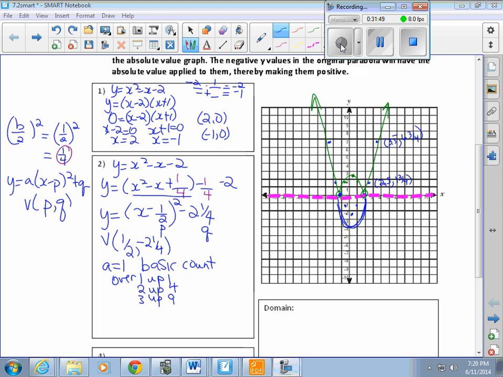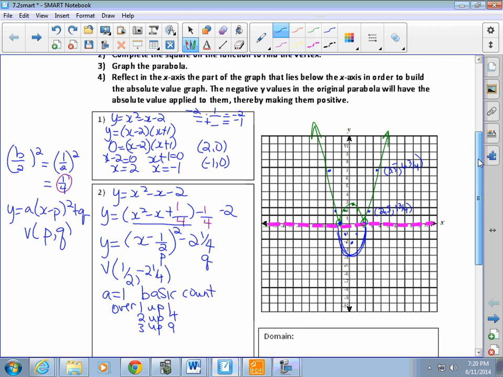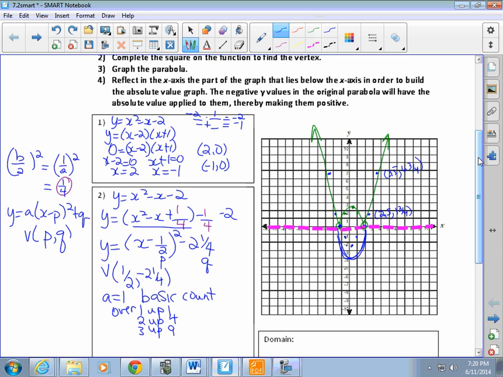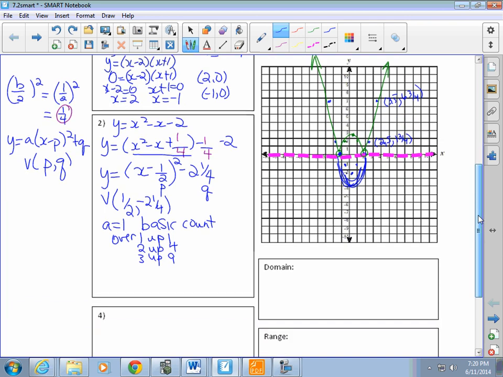Okay, so once you finish the reflection, then you can finish the other parts here. It says reflect the part in the x-axis, we've done that. The negative y values in the original parabola will have the absolute value applied to them, making them positive. So that's why these ones that were down here, when they're up here, because they've got that absolute value applied to them, will be positives. And that's why we won't have any in our absolute value graph going below that x-axis.